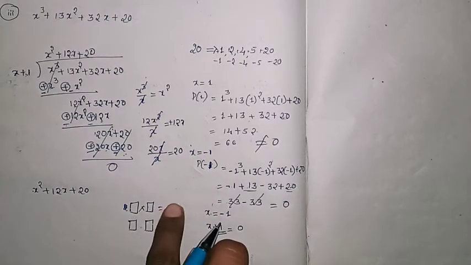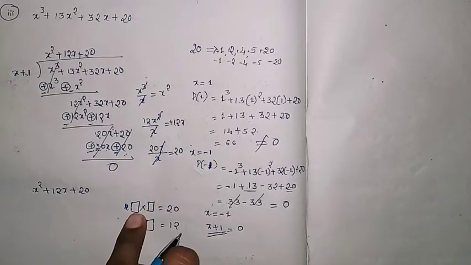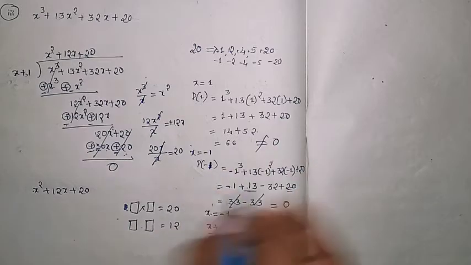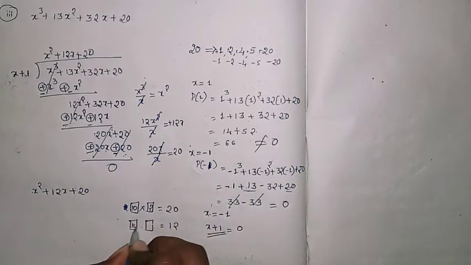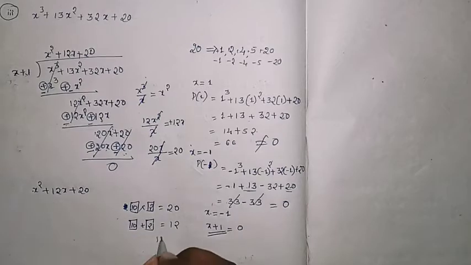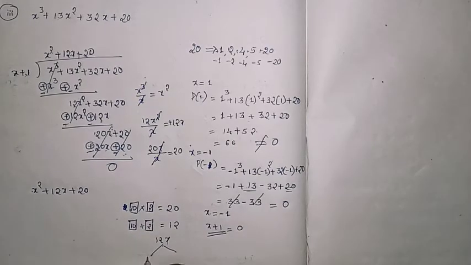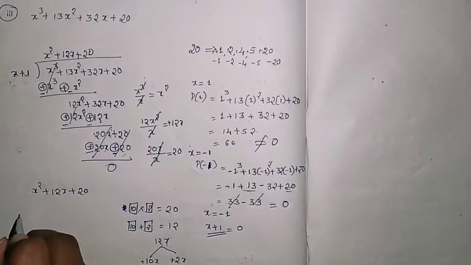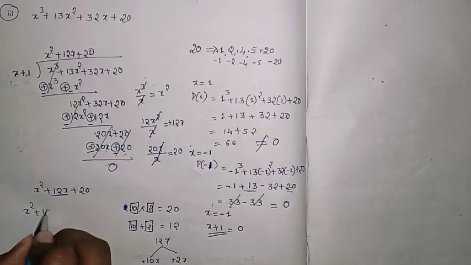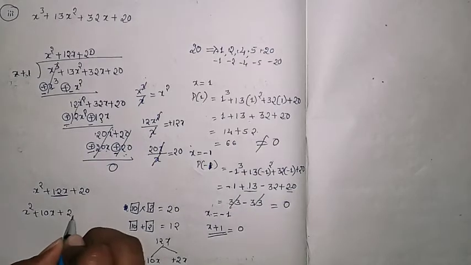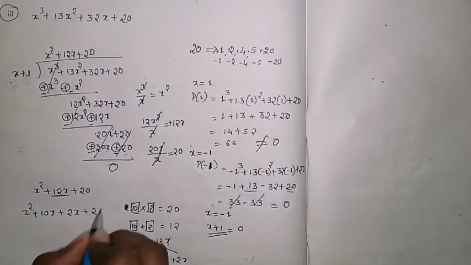Then in which table will 20 come? 10 2s are 20, so 10 plus 2 will give 12. So we will consider 10 2s are 20, so 10 plus 2, that means 12x can be factorized as 10x plus 2x. At that time we will get 12x. So x square, this we are factorizing: plus 10x plus 2x plus 20.